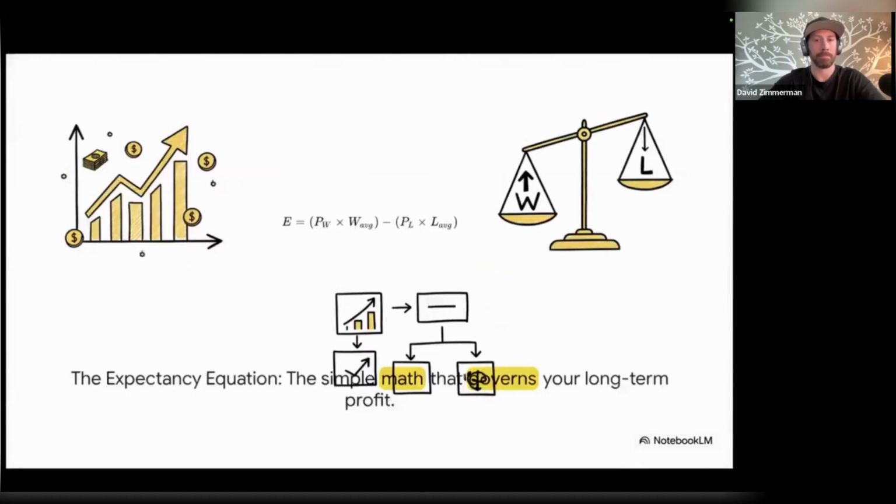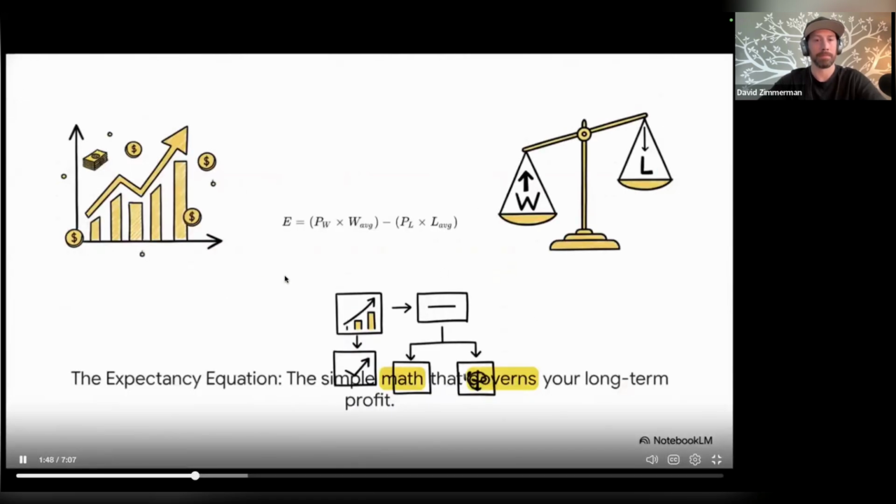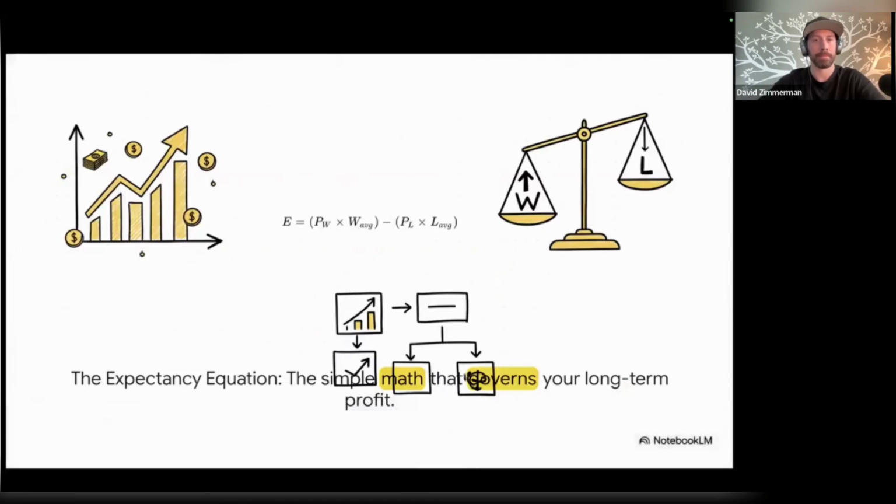Okay, this looks complicated, but it's actually super simple. This is the engine of your profitability. It's called the expectancy equation. And all that really says is that your long-term profit is determined by your win rate times your average win minus your loss rate times your average loss. That's it. This one little formula governs everything.